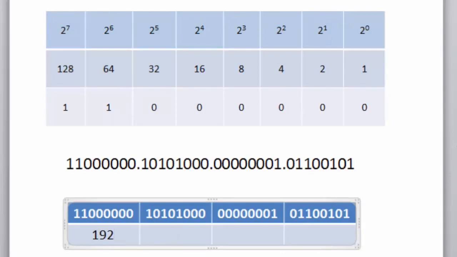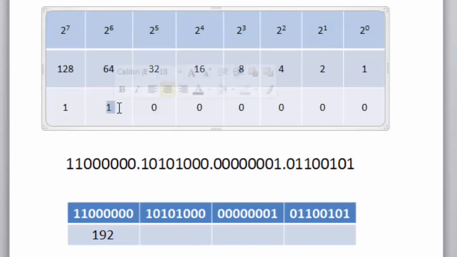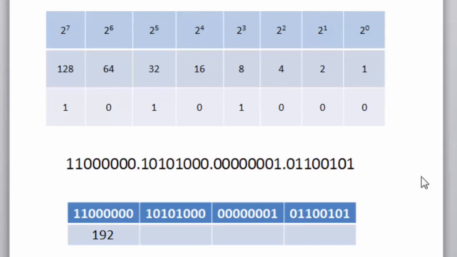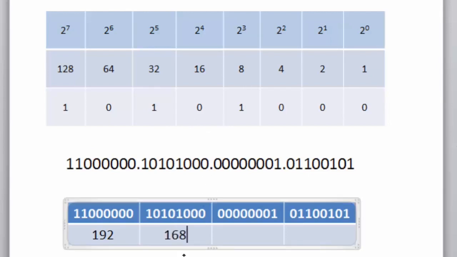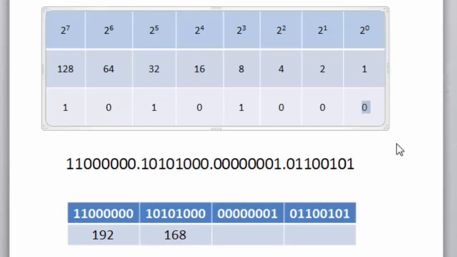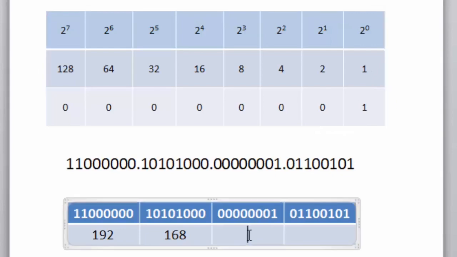Now, the next octet has 10101. Let's do that one. 1, 0, 1, 0, 1, and then all zeros. If we count up the numbers, 128 plus 32 is 160, plus 8 is 168. The next octet is all zeros with a 1 in the last place, in the ones place. This is easy. This is the number 1. All zeros and a 1 in the ones place makes the number 1.